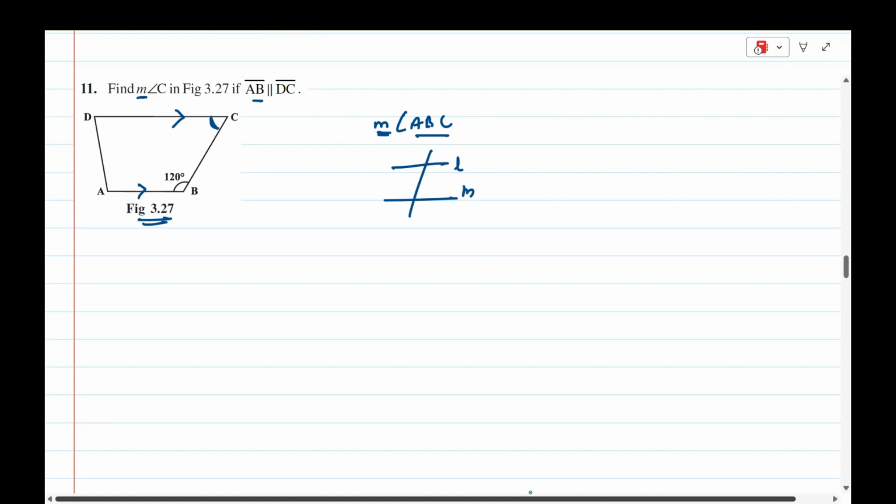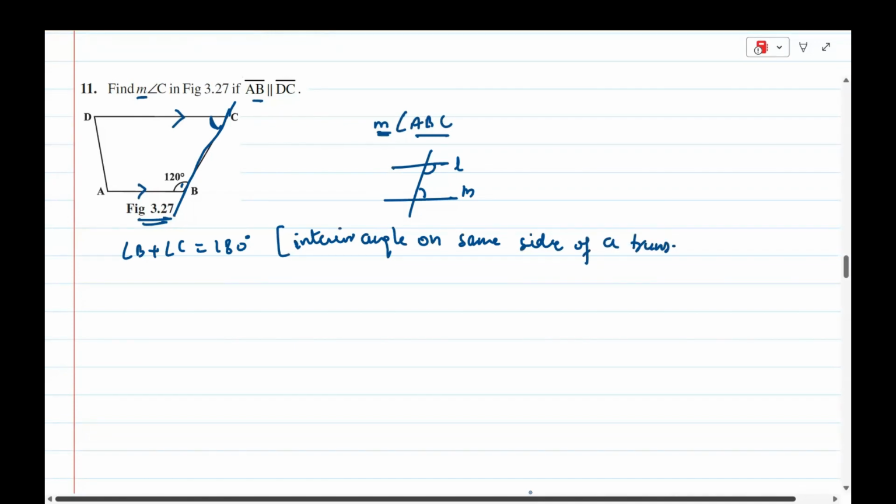If two lines L and M are parallel, then interior angles on the same side are supplementary. So AB and DC are parallel. This line, that is CB, is transversal. So interior angles on the same side, which are B and C. So angle B plus angle C is 180 degree. And I will say interior angles on the same side of a transversal. Correct? Angle B, I know it is given 120 degree. Angle C we need to calculate. So from here, angle C is 180 minus 120. So angle C is 60 degree. Correct? You can write this as measure of angle C is 60 degree.